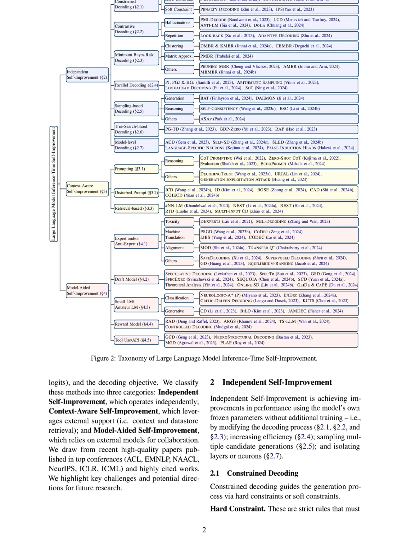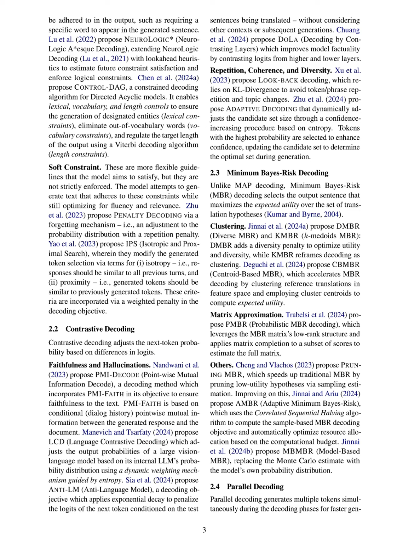The controlled DAG algorithm exemplifies a self-improvement method by implementing constrained decoding to guide the generation process. It applies three types of constraints: lexical constraints, which ensure that specific entities appear in the output; vocabulary constraints, which eliminate out-of-vocabulary words; and length constraints, which regulate the target length of the generated output.